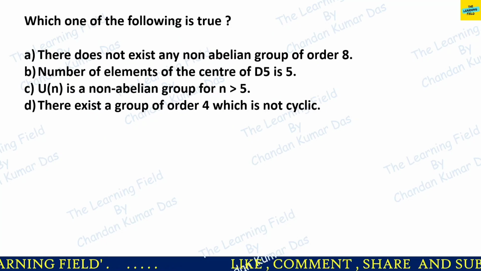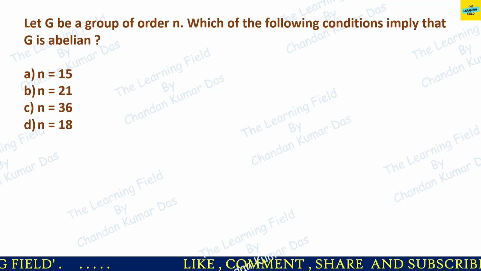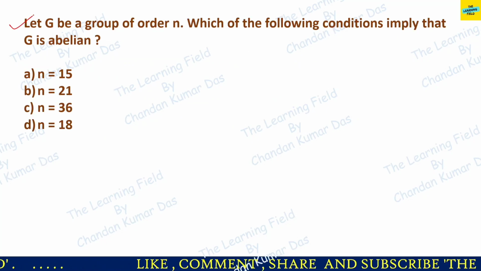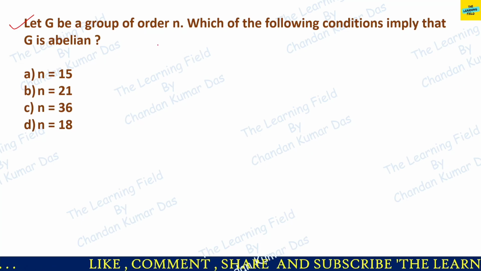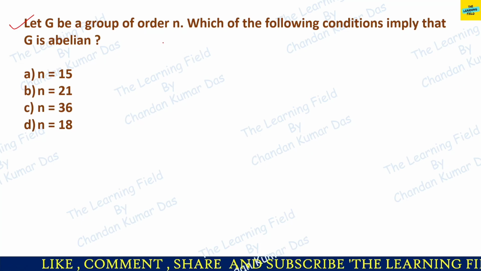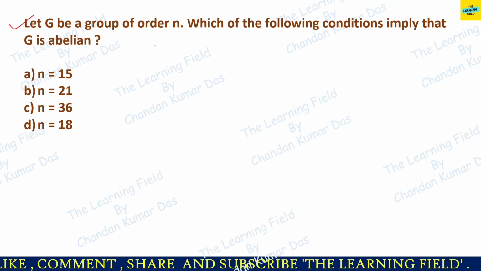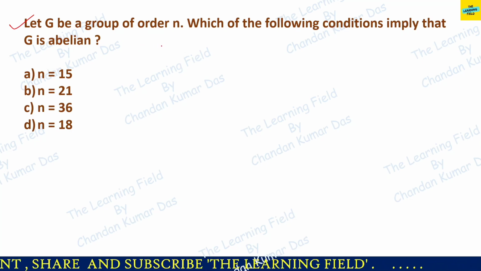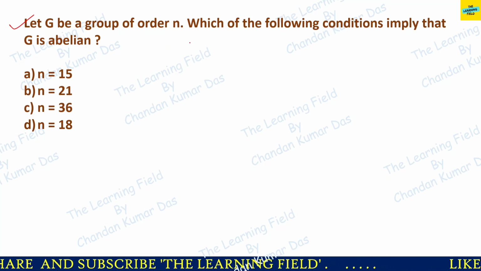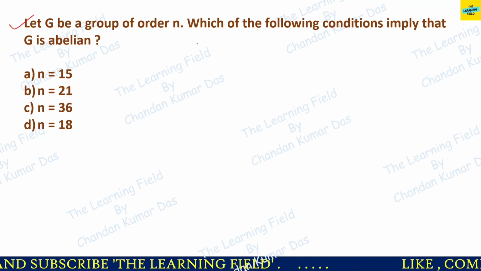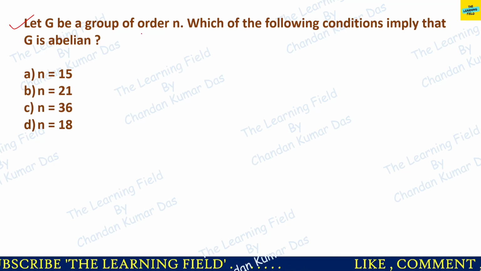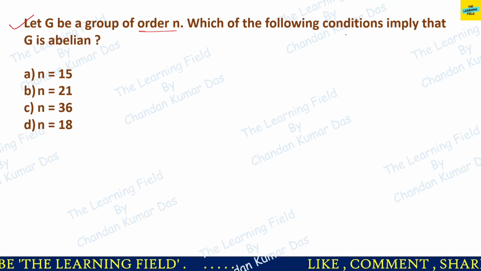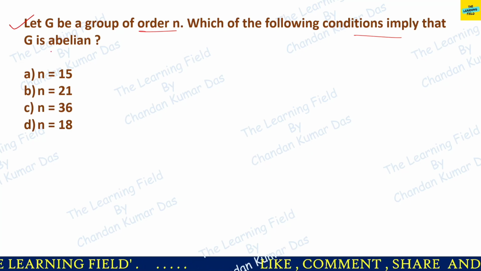So these are the questions of the last lecture, and these are the questions of today's lecture. One more thing is that the questions are not only from CSIR NET; there are questions of CSIR NET, and some questions are of CSIR or NBHM. Okay, so let G be a group of order n. Which of the following conditions imply that G is abelian?